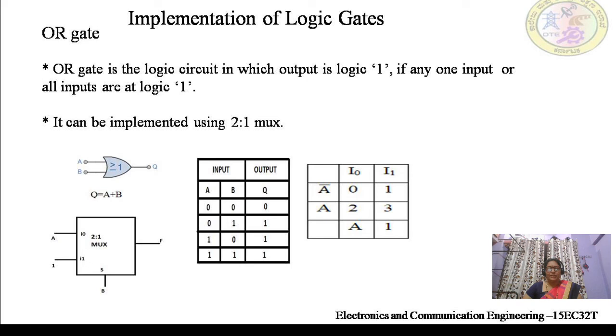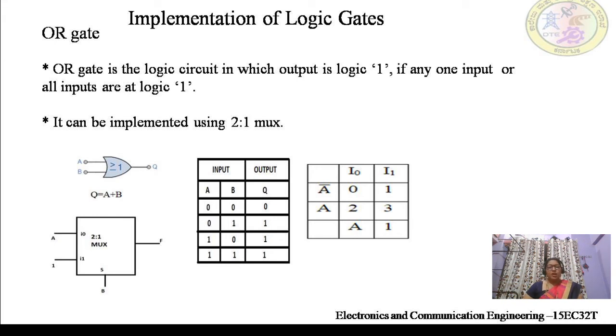Okay, I'll explain once again. Here we have taken two columns and two rows. The two columns are I0 and I1, and the two rows are A bar and A. Now we have to fill the table. The first row is filled with the min terms where A is equal to 0, and the second row is filled with the min term entries where A is equal to 1.